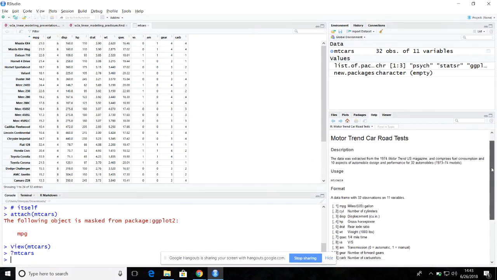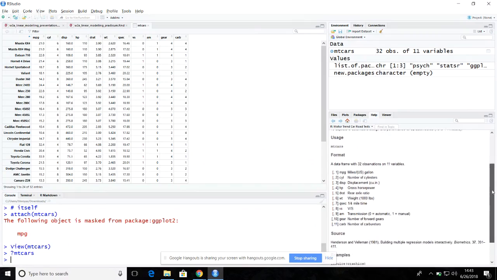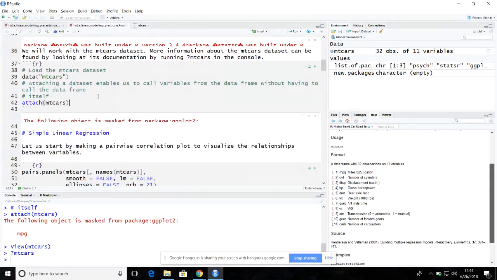And here we have descriptions of all the variables, and the units. Then we attach mtcars so that we can call variables without having to call the data frame itself.